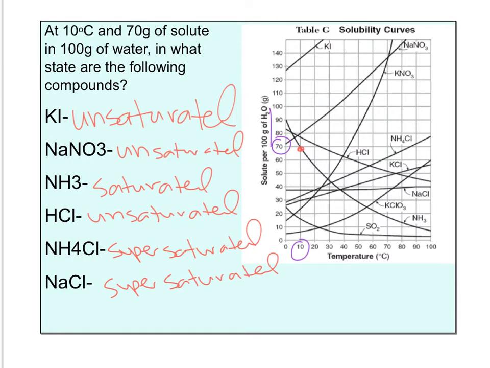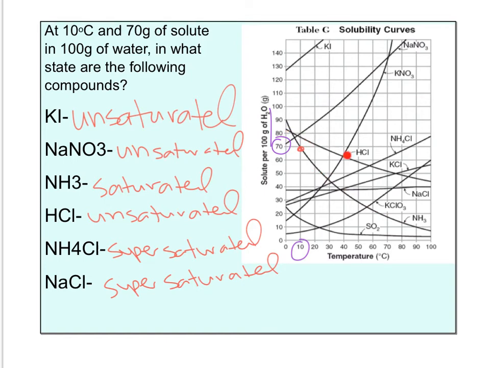So these should have been the answers that you got. If we're looking at potassium iodide, this is where our point is: 10 degrees Celsius, 70 grams of solute. For KI, potassium iodide, since that point is below this line, that would be unsaturated. Our sodium nitrate line is right here. Again, the point is below, so it is unsaturated. NH3, our line is right here. Since the dot is on the line, that would be saturated.